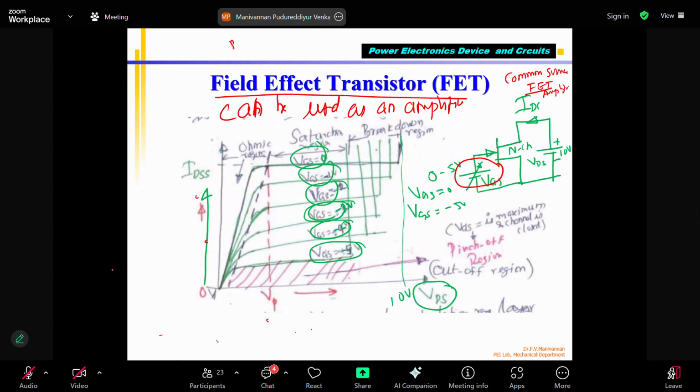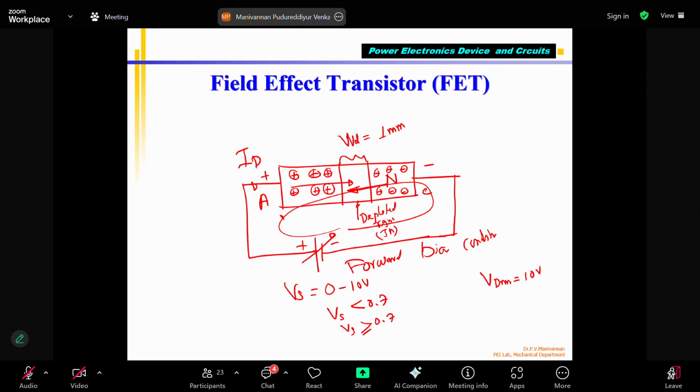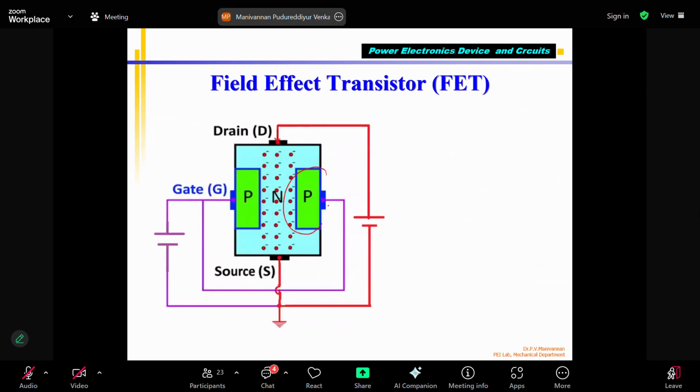In case of FET similar to this, I have my N channel. This is called N channel FET. Already I told you N channel FET means we take a bar or a cylindrical bar of N type material on which we dope the P type material. For understanding purposes, showing this is P type material on both sides. This is called a channel through which the current IDS, which is similar to IC, flows. This is my VDS plus minus, and this is my gate voltage plus minus, and I can vary this voltage.